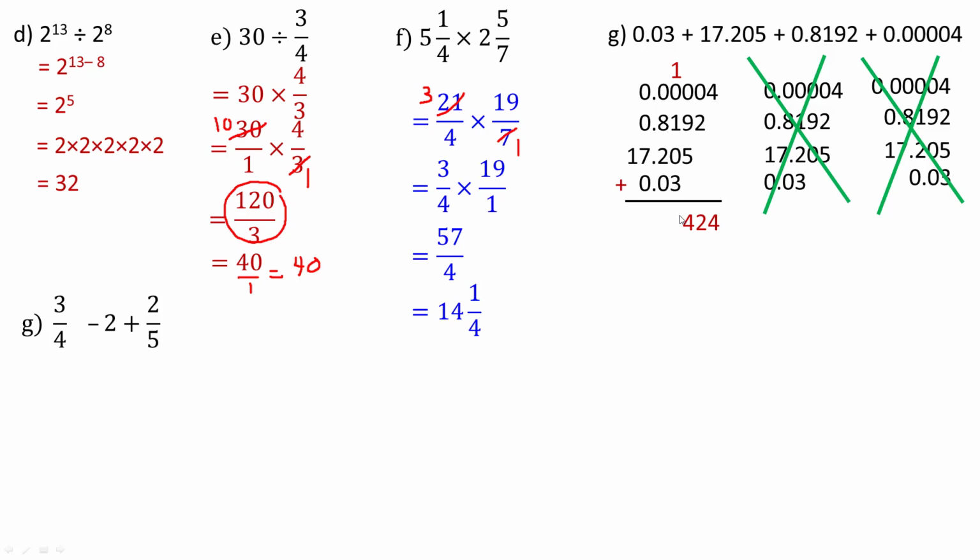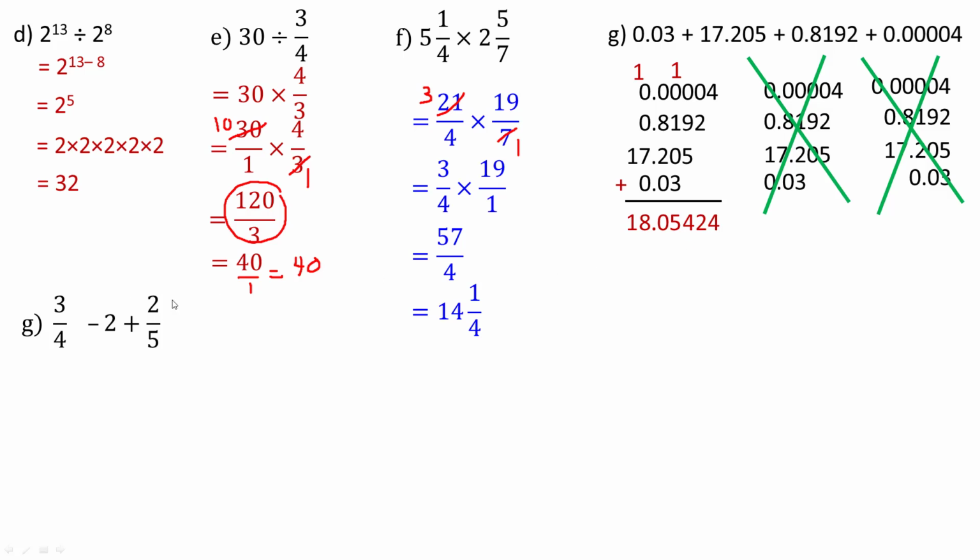So 3 and 1 is 5, so we put a 5 here. 8 and 2 adds to 10, so we put a 0 here and carry the 1. And notice I have my decimals lined up right here. 1 and 7 add to 8, and of course there's nothing to add this 1 to, so we just put 1 here. So it's 18.05424.